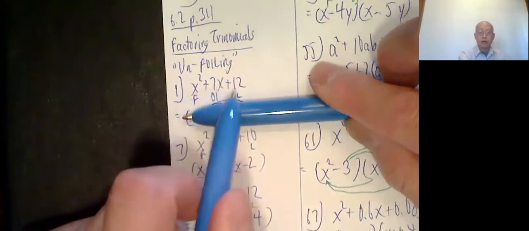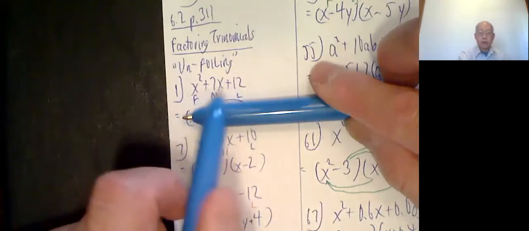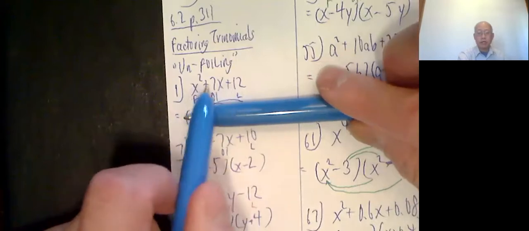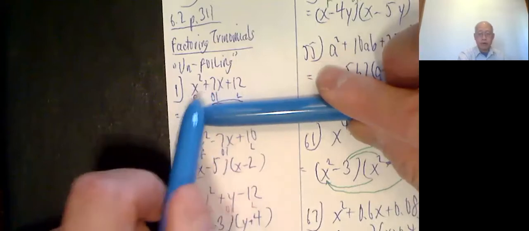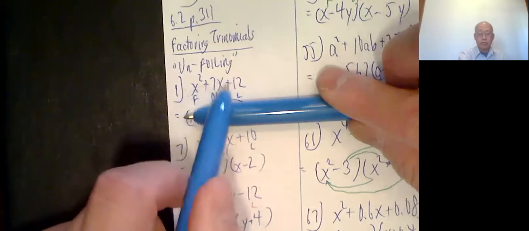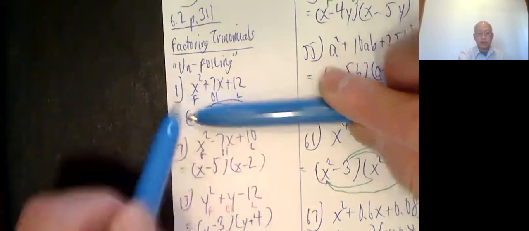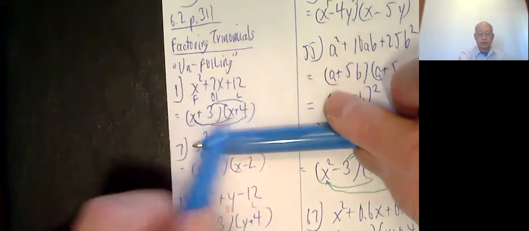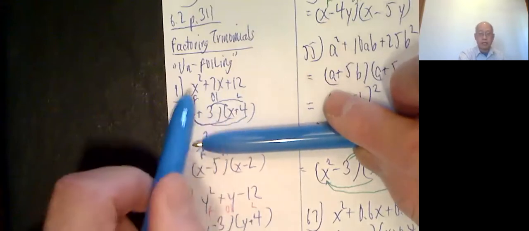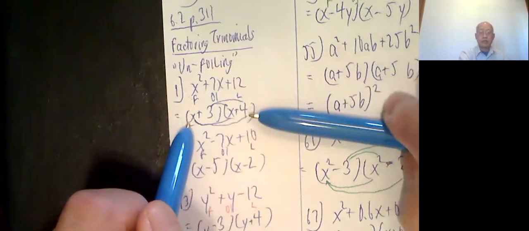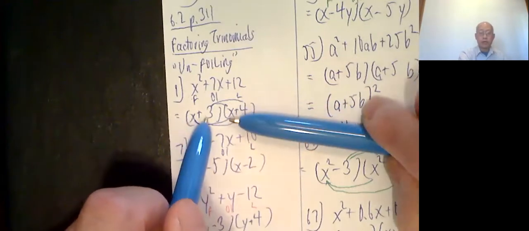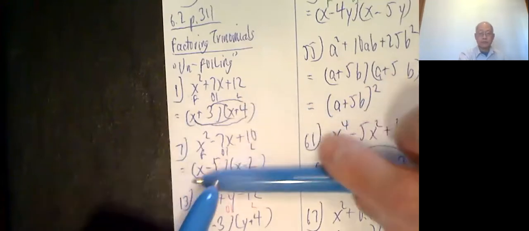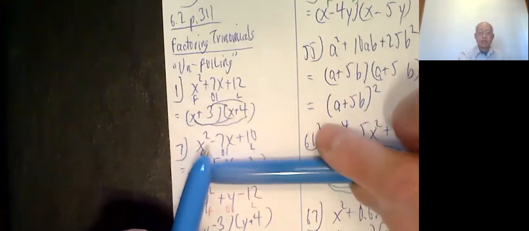First, outer, inner, last. So what two numbers have a product of 12? That means when you multiply them, you get 12. The sum is 7. That's 3 and 4. Plus plus always means a plus and a plus. x squared is x times x. So there we go. x plus 3, x plus 4. You can double check by FOILing it back out. x times x is x squared. Outer, x times 4 is 4x. Inner is 3x. Add them up to 7x. And there's 12.